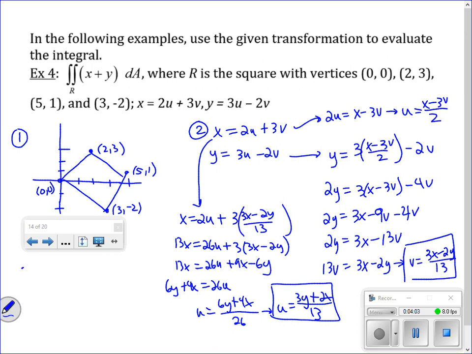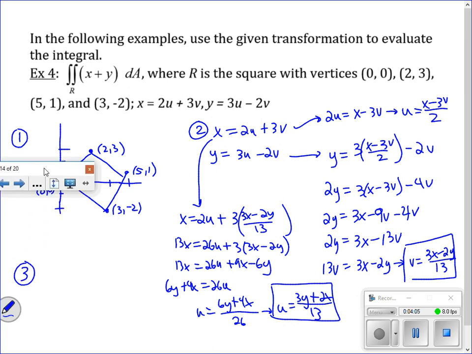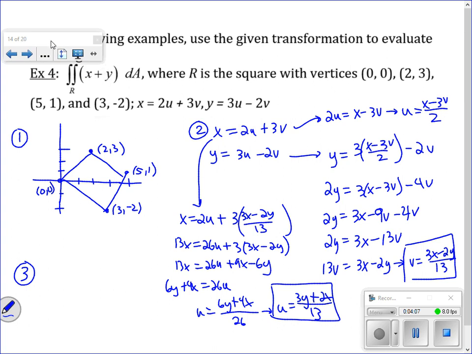So step 3. Step 3, I have to get some equations, or tell what my new world is going to look like. So in this one, I have points. I have my x, y points, and I have a direct relationship between x and y and u and v. I'm going to go to my u and v point. So I'll make a little table out of this.